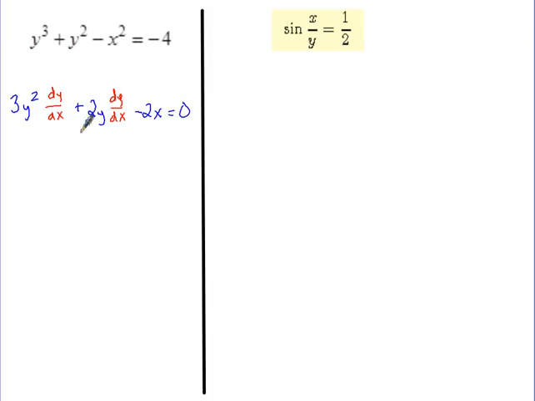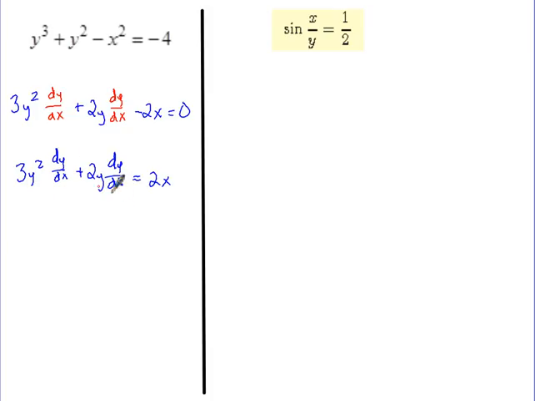Again, I want dy/dx by itself. So I have 3y squared dy/dx plus 2y dy/dx. And then I move that 2x so it equals 2x. So again, here's where your algebra skills are going to kick in, guys. I want dy/dx by itself, but notice I have two of them. I don't need two of them, I only need one of them. So is there a way that I can make these one? Well, yeah.